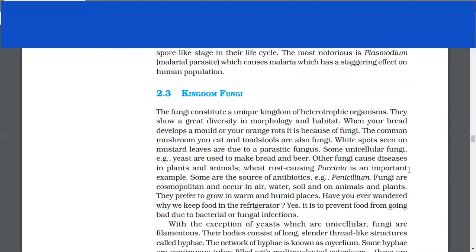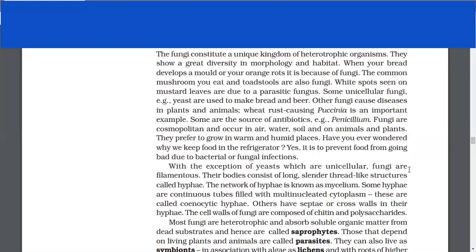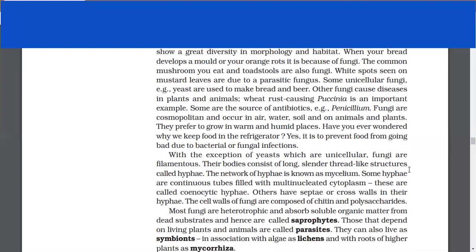Kingdom Fungi. The fungi constitute a unique kingdom of heterotrophic organisms. They show a great diversity in morphology and habitat. When your bread develops a mold or your orange rots, it is because of fungi. The common mushroom you eat and the toadstools are also fungi. White spots seen on mustard leaves are due to a parasitic fungus. Some unicellular fungus, for example yeast, are used to make bread and beer. Other fungi cause diseases in plants and animals. Wheat rust causing leukemia is an important example. Some are the sources of antibiotics, for example penicillin.